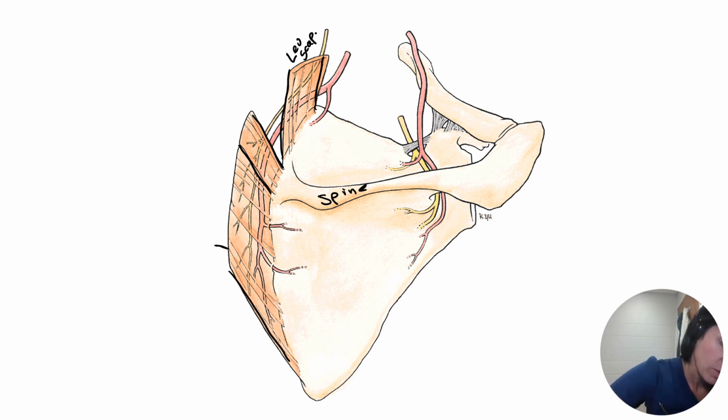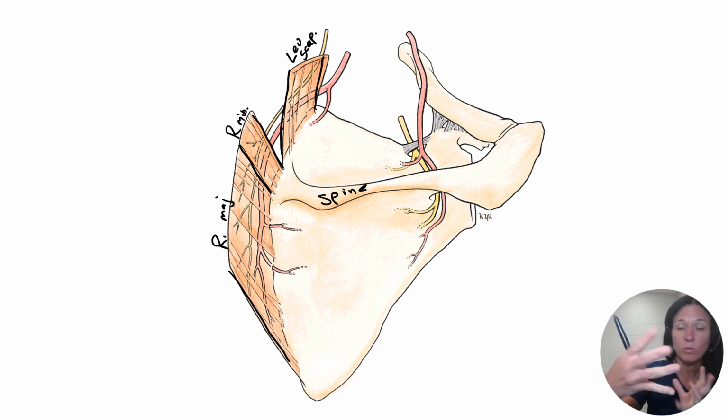We have rhomboid major, rhomboid minor, and here we can see one of our supraclavicular branches, which is the dorsal scapular nerve. Okay, dorsal scapular nerve is traveling with dorsal scapular artery, servicing levator scapulae, rhomboid major, and rhomboid minor. So dorsal scapular nerve, dorsal scapular artery.